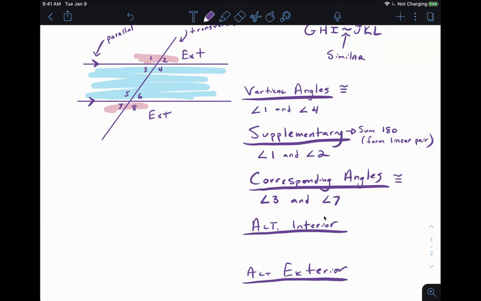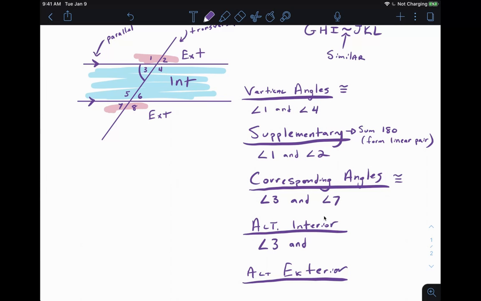Some people have trouble seeing the whole idea of exterior versus interior. So think about the parallel lines as being like a little tunnel or something like that. So that's the interior portion of this. Exterior is outside the parallel lines. So alternate interior angles. This is the tough one. That would be angle 3. I'll give you the example, and then we'll talk about it.